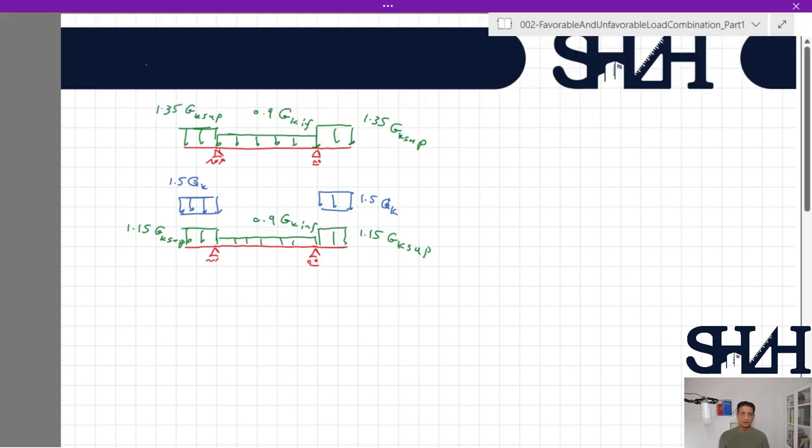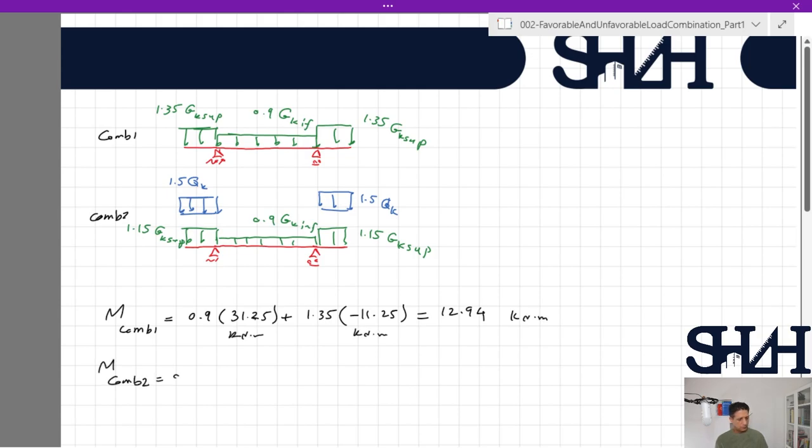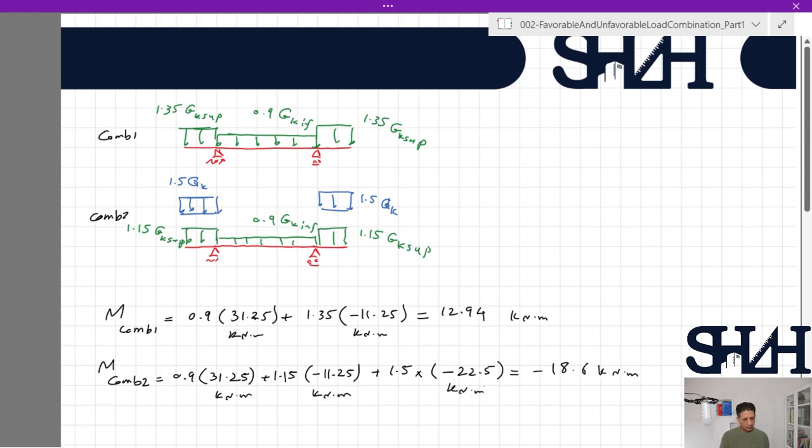For calculation of the bending moment in the center of BC, M for load combination number one and combination number two. For load combination number one, it will be 0.9 times 31.25 plus 1.35 times minus 11.25. So the value will be 12.94 kilonewton meter, and M for combination 2 will be 0.9 times 31.25 plus 1.15 times minus 11.25 plus 1.5 times the value that was minus 22.5, which is minus 18.6 kilonewton meter. So here you can see that in the favorable action, the bending moment is even negative in load combination 2.